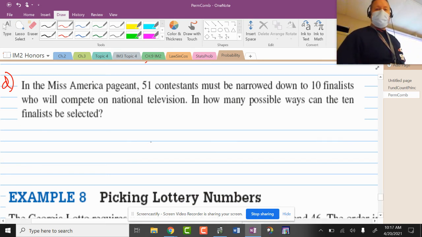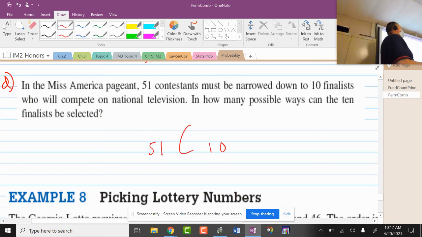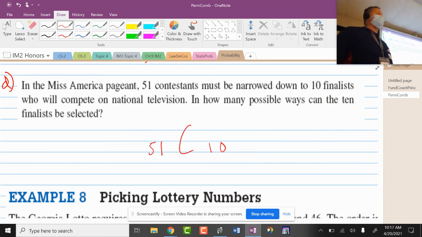It's a combination. There is nothing that says you get a first place prize, second place prize, third. What happens if you get picked? You just go where? National television. There is no prize for being picked first, second, or third. Everyone wins, and it doesn't matter in what order you got picked. If I pick these 10, I don't care how they were picked. You're going to TV. Okay, so it's a C. That's the trick.